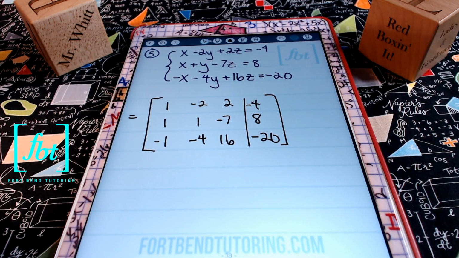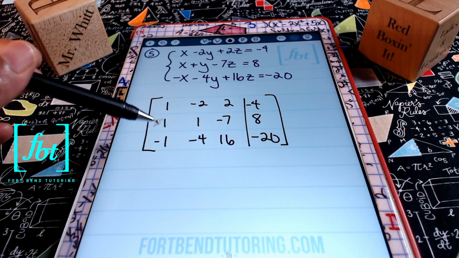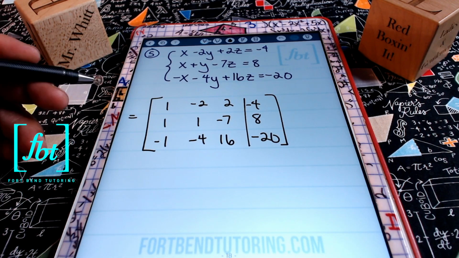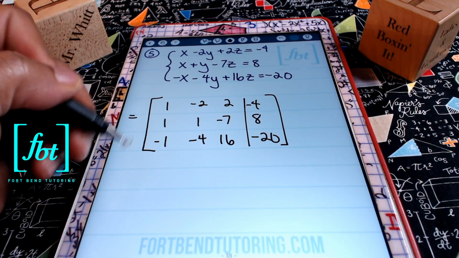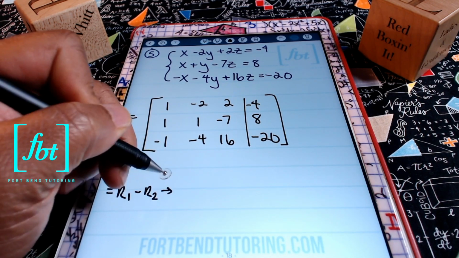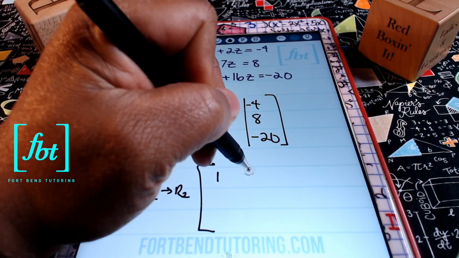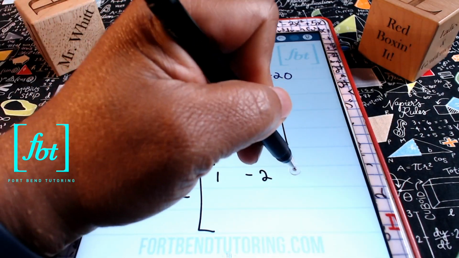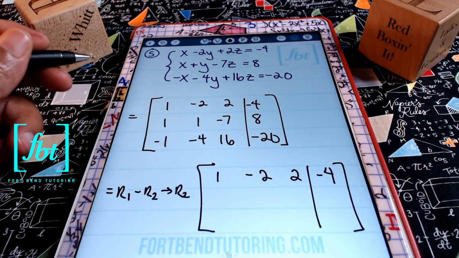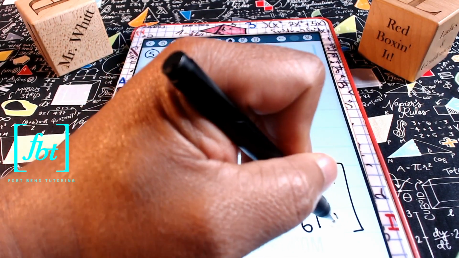All right, so that completes our augmented matrix. So remember, we want ones down the main diagonal here with zeros underneath. So my first focus is to get the 1 in the second row first column to become a 0. How do I do that? I'm simply going to say row 1 minus row 2, putting the result in row 2. Setting this up, we'll bring down our first row as it is. We have 1, -2, 2, as well as -4. And then you'll bring down the third row as is, -1, -4, 16, -20.